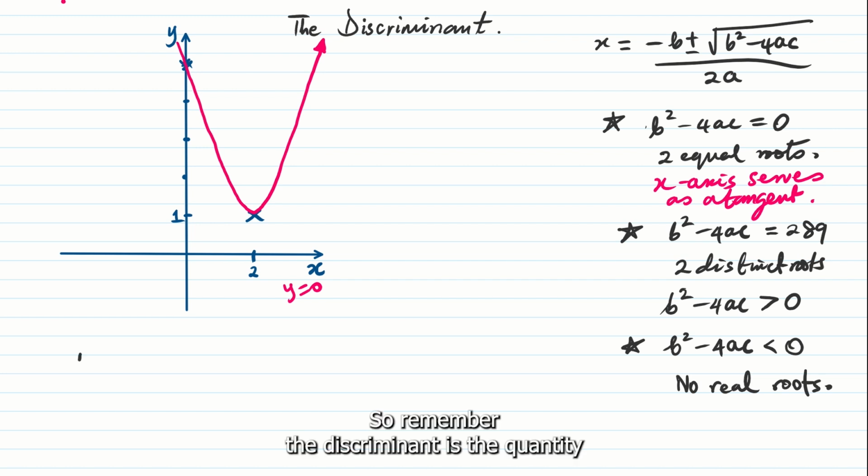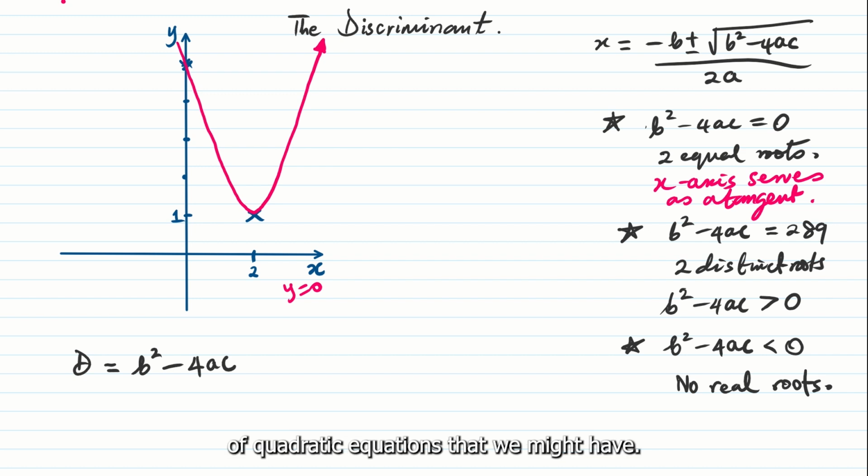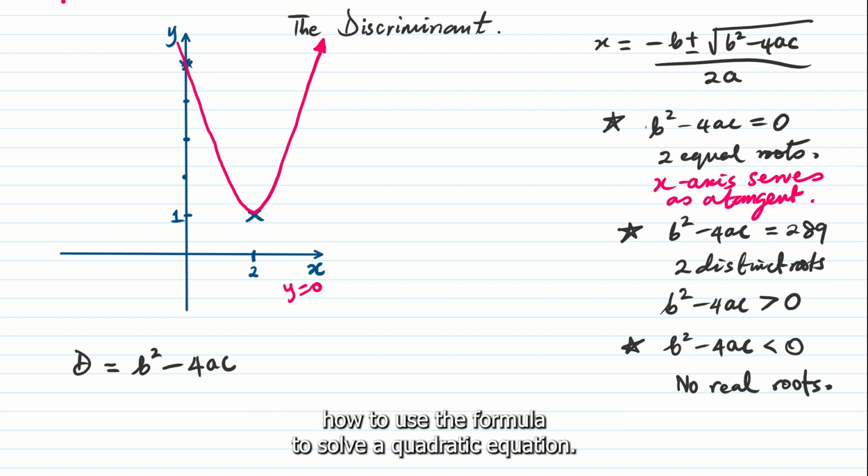All right, so remember the discriminant is the quantity b squared minus 4ac. And this helps us to discriminate between all the types of quadratic equations that we might have: the ones that have 2 equal roots, the ones that have 2 distinct roots, the ones that have no real roots. I hope this series of examples has helped you to understand what the discriminant is, and also how to use the formula to solve a quadratic equation. It also tries to show you how to use the method of completing the square for each of these examples.